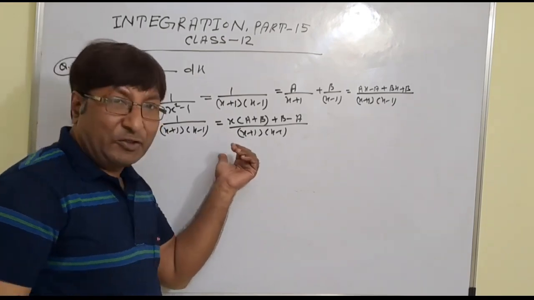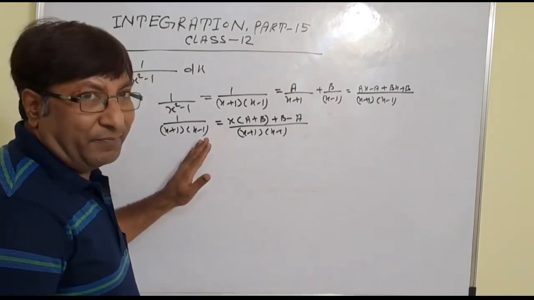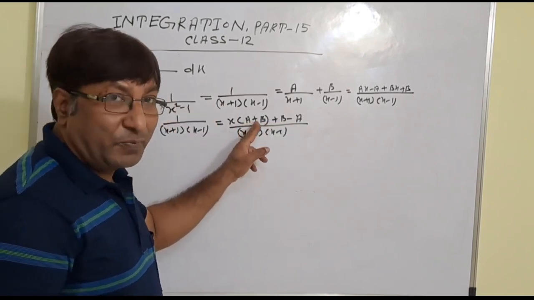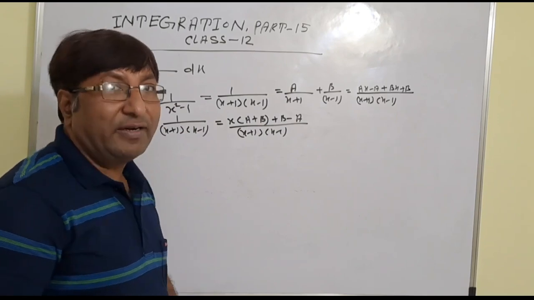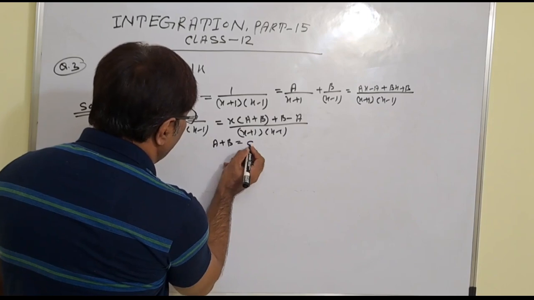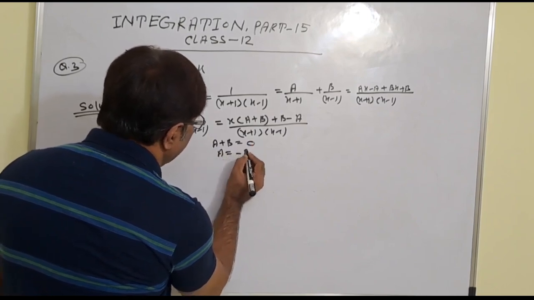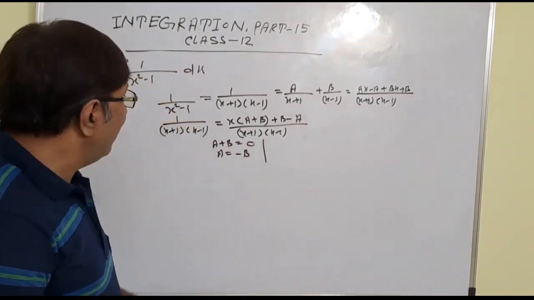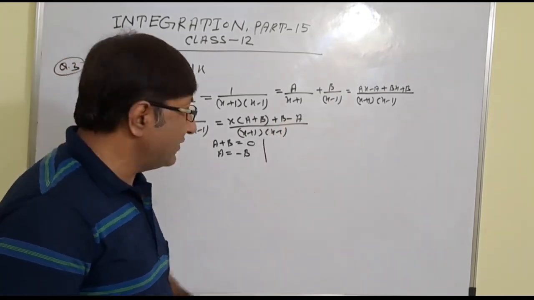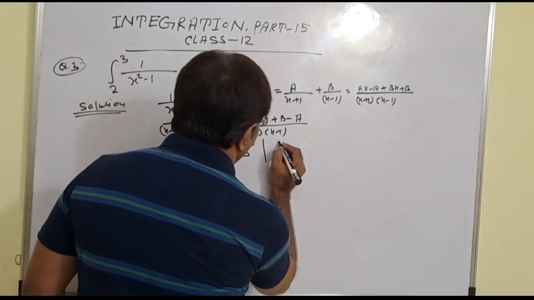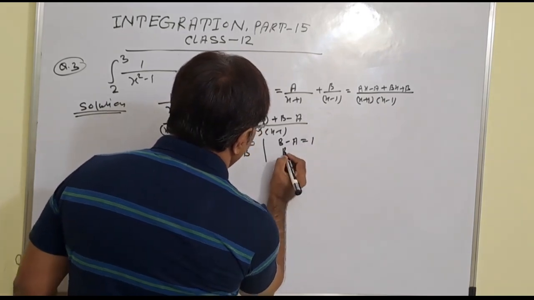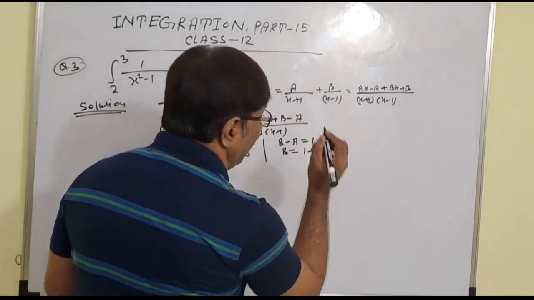When we compare these two, the denominator is the same, so numerator to numerator. Here the coefficient of x is A plus B, and on the other side the coefficient of x is 0. So we can write A plus B equal to 0, so A equal to minus B. In the same way, the constant term here is 1 and here it is B minus A. So B minus A equal to 1, so we can write B equal to 1 plus A.